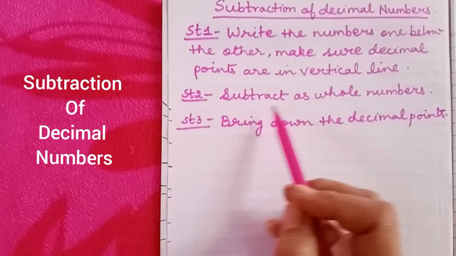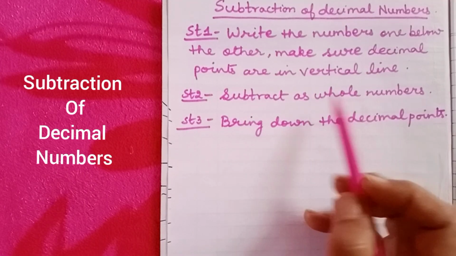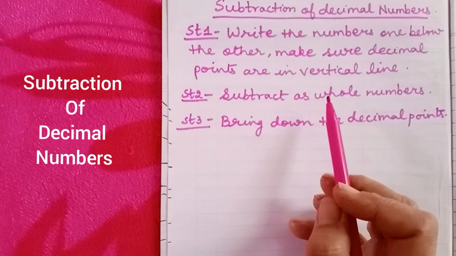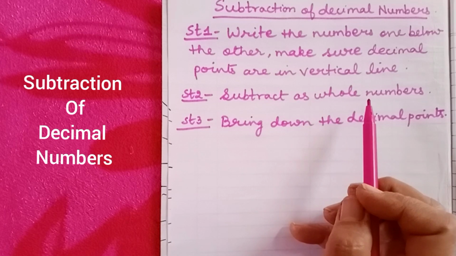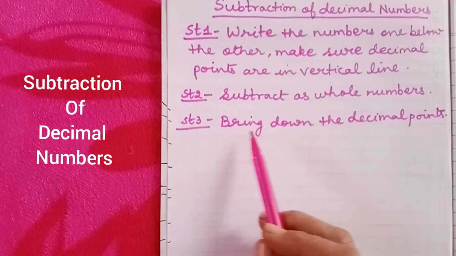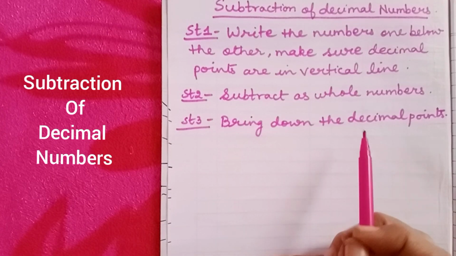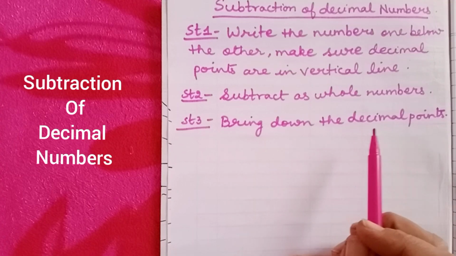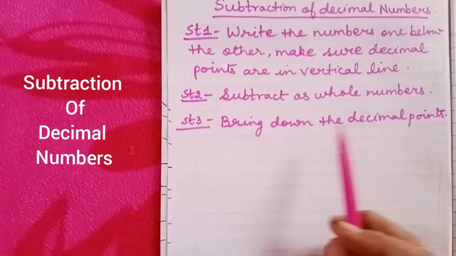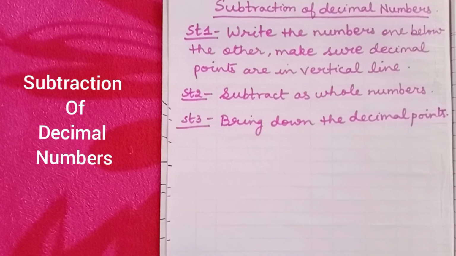The second step is subtract as whole numbers. So now we will subtract both the numbers ignoring the decimal point. Third step is bring down the decimal point. After we have done the normal subtraction, we will put the decimal point. Now let us see some examples.